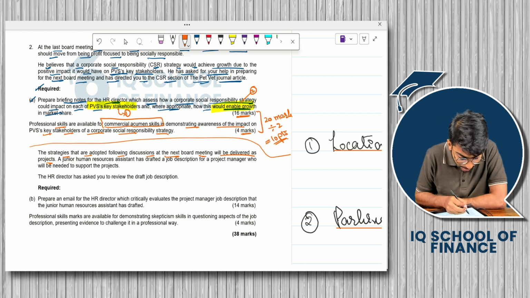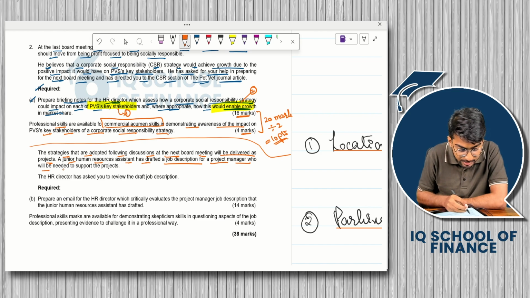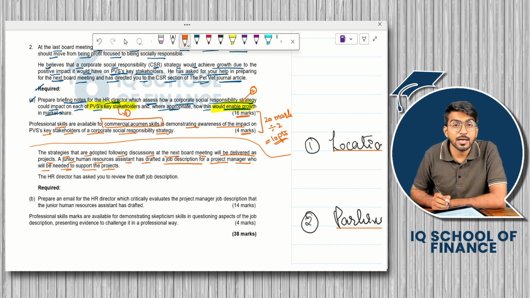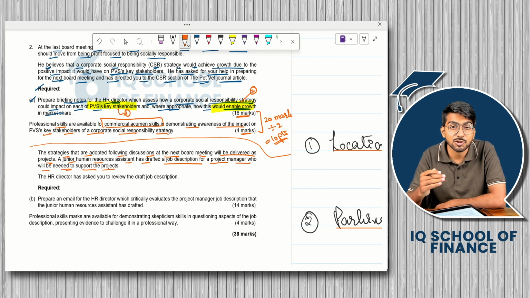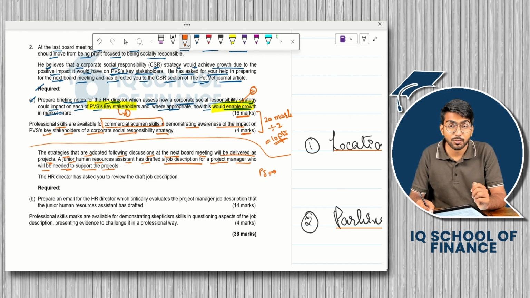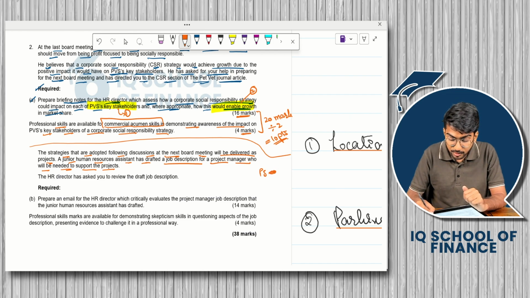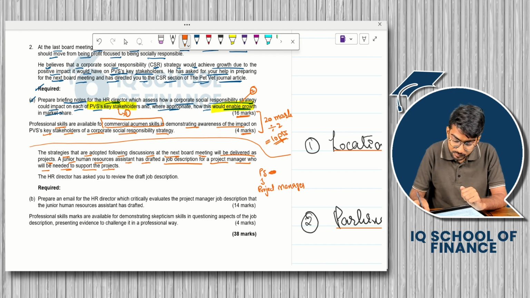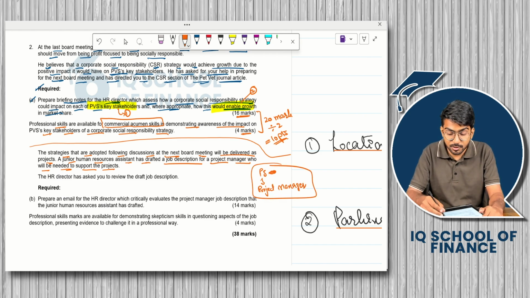Be focused. A junior human resource assistant has drafted a job description for a project manager who will be needed to support the project. See, they are looking for a project manager, and the junior assistant from the human resource department has drafted the job description document for the project manager. If you remember, we have the project sponsor, the person who is responsible for the project, who presents the project to the board for approval and ultimately reports to the board about the progress and the results of the project. Under the project sponsor, there is the project manager, right? So this is basically the hierarchy. So they are looking for the project manager.